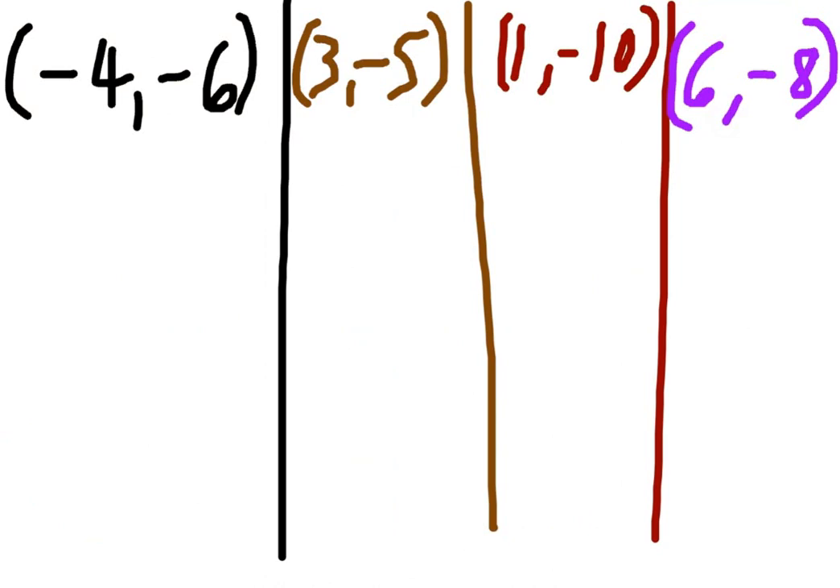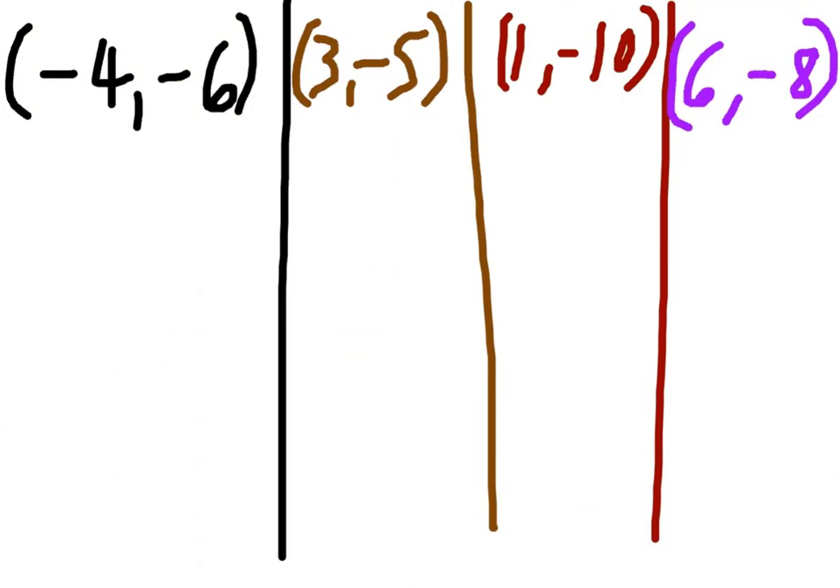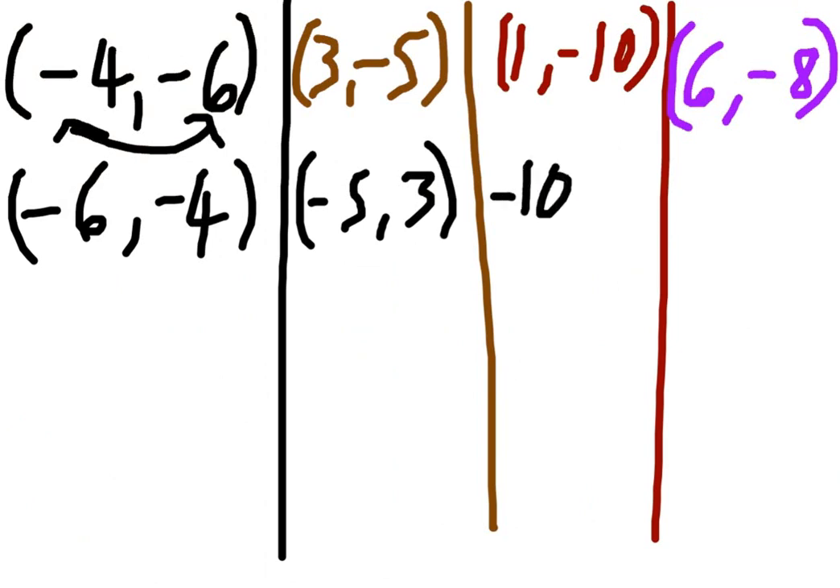Okay, and if you remember our steps, step 2 at least, is you're going to flip the x and y's when you're rotating 90 degrees, both clockwise or counterclockwise. Step 2 is the same. You're going to flip x and y. So we're going to flip each of these x and y values for the next step. The first one's going to become -6, -4, because we're just flipping those. The next one's going to become -5, 3. The next one's going to become -10, 1. And the last one's going to become -8, 6.